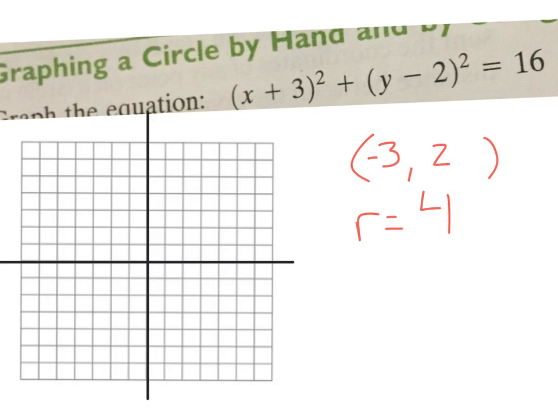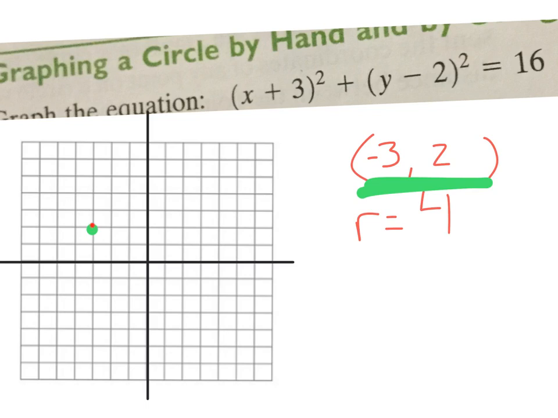Now, to graph it, first we go to the center and plot a point. So the point's at negative 3, 2. Let's plot that point right there. Okay, if my radius is 4, what does that mean? If I draw a straight line 4 units in any direction, it should be on the circle. So what are the easiest directions to count on a grid like this? Up, down, left, and right 4. So that's what I'm going to do. I'm going to go up, down, left, and right 4, and then connect all those to make my circle.